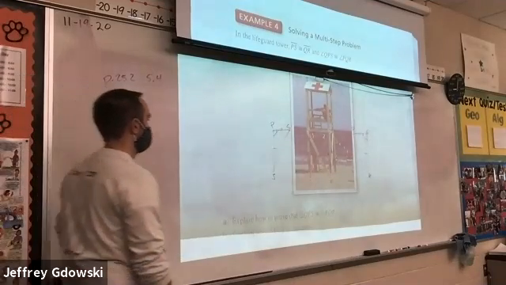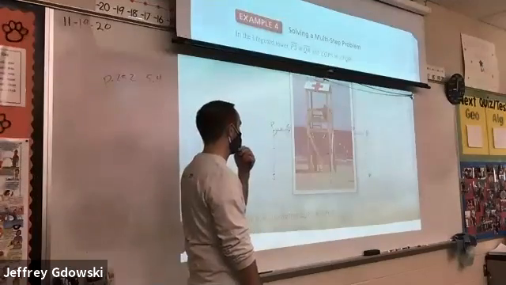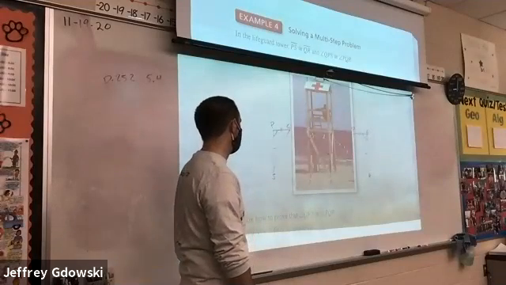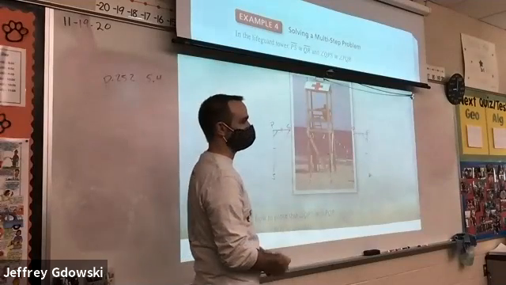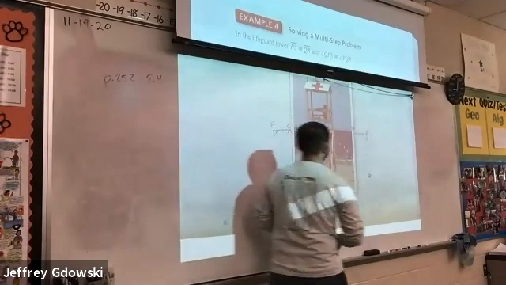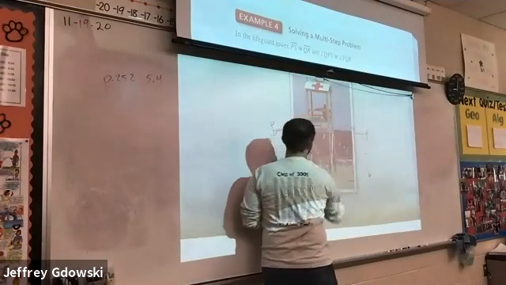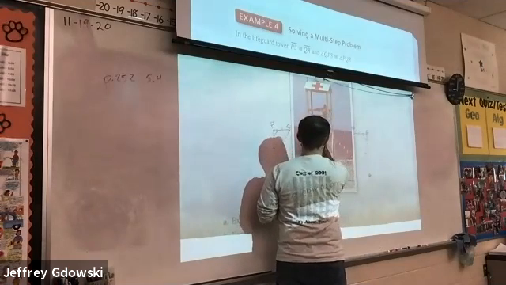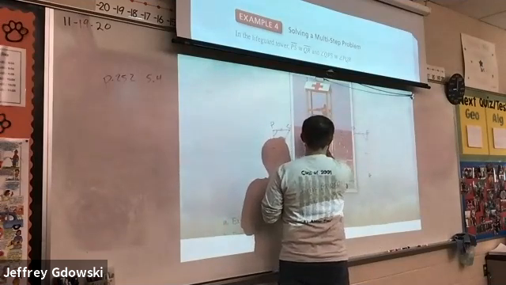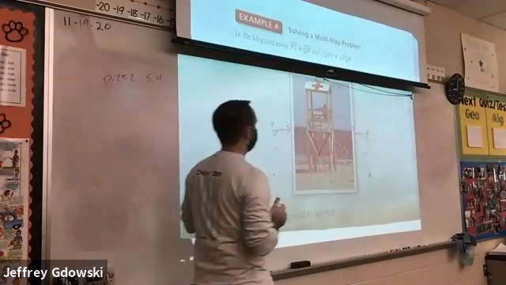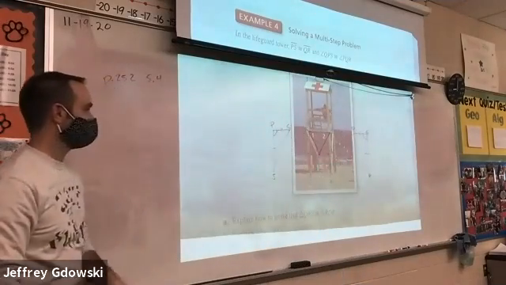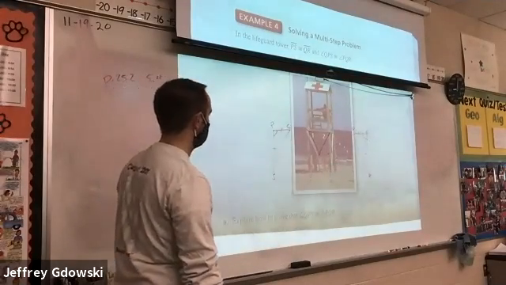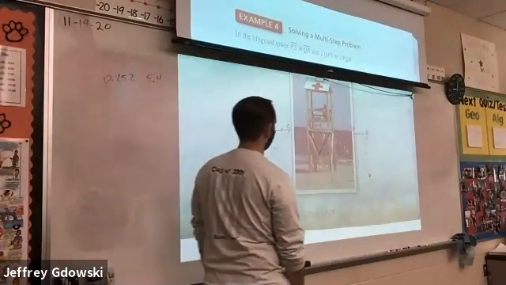Okay. And then the other question here says, explain why PQT is isosceles. So based on the information that we have, we want to know PQT, which is now this small triangle here. We want to know why is that isosceles? Luke? Because the angle at P and angle at Q are congruent.